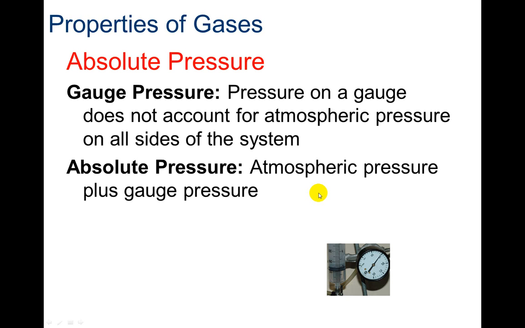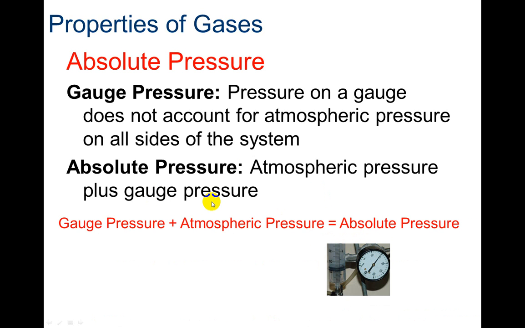So if we want to consider what that would be with atmospheric pressure, my absolute pressure is going to be atmospheric pressure plus that gauge pressure. Okay, so the gauge pressure is just what you read off of here. This is a little bit less than 15, and I'm pretty sure it's PSI. And then the absolute pressure is going to be whatever the atmospheric pressure is plus that gauge pressure.